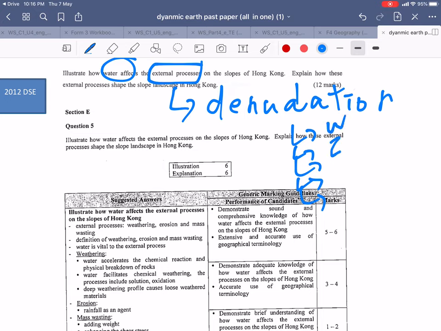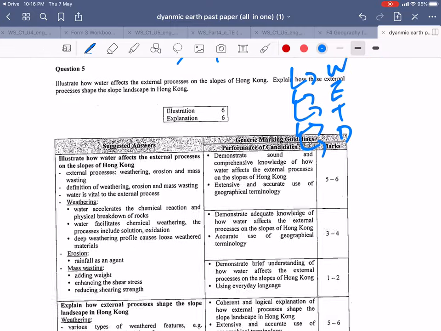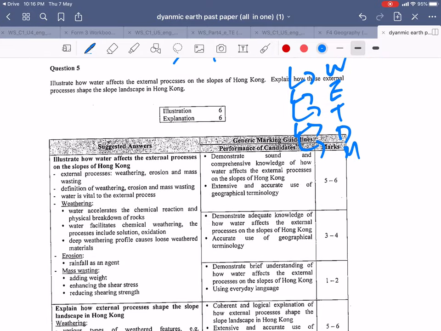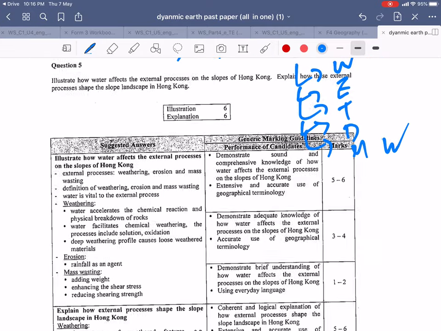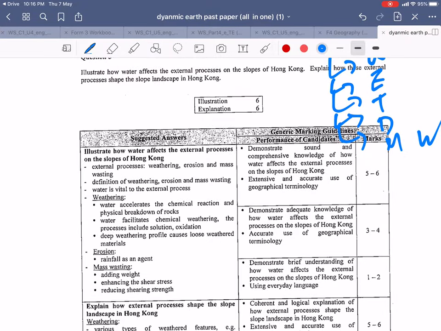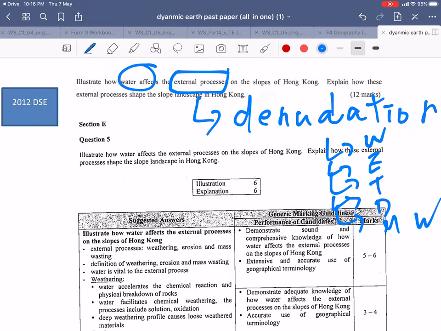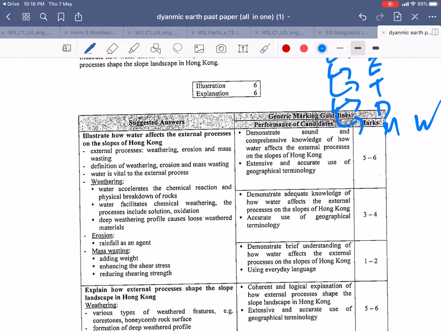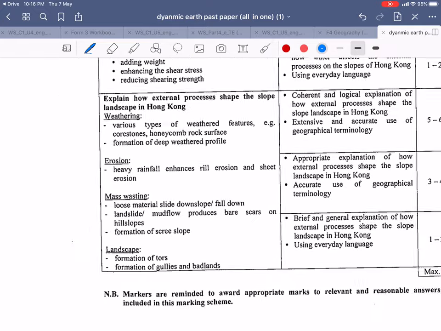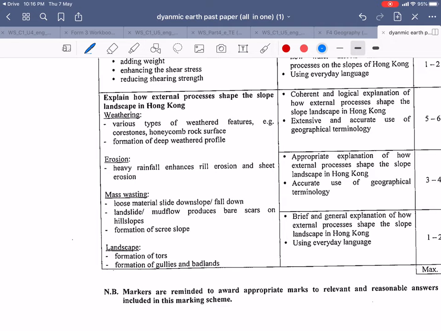Weathering, erosion, transportation, deposition, and so on. Okay, we can have a lot to talk about. As I said before, mass wasting too, so we have a lot to talk about. Then, how these external processes shape the slope landscape in Hong Kong, and list them one by one. Weathering may cause boreal weathering and honeycomb weathering, physical weathering, and so on.